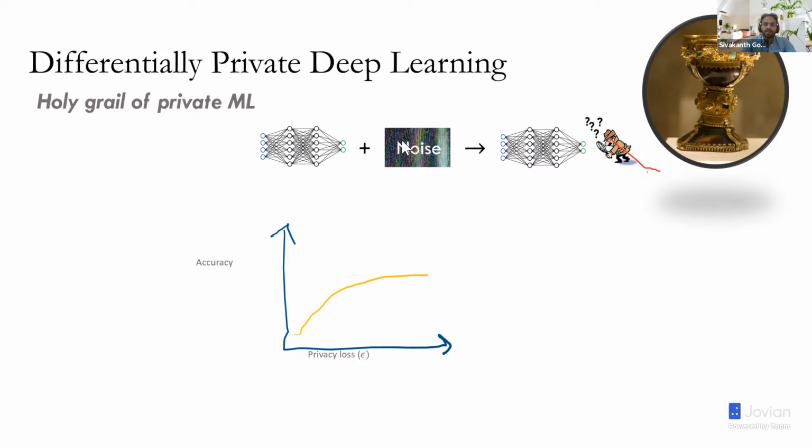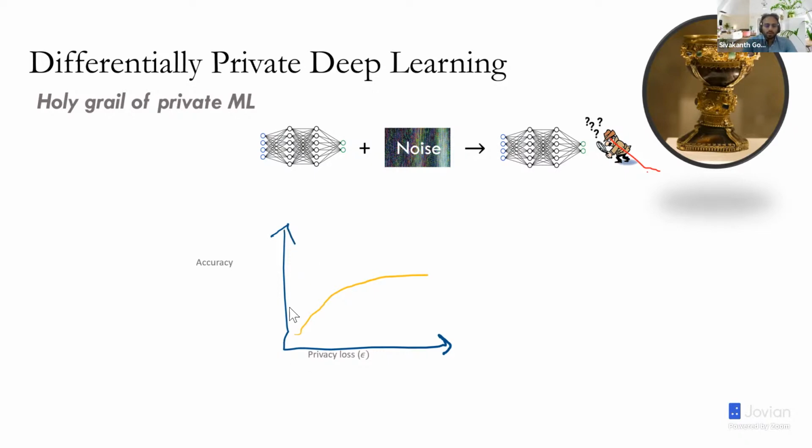So the goal is to add some noise to the weights in some controlled way, so that the adversary cannot tell anything about the data that it was trained on by looking at the model. In particular, it can't tell whether a particular user's data was used or not used. And in general, there's a cost to privacy. Privacy doesn't come for free.